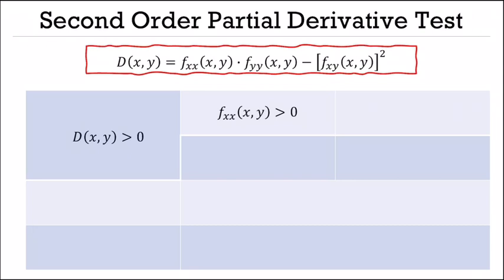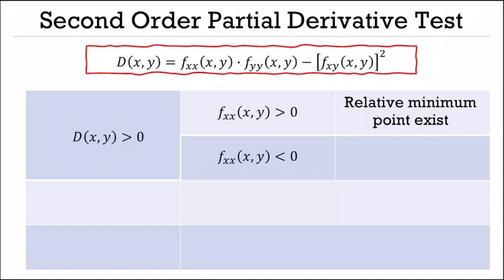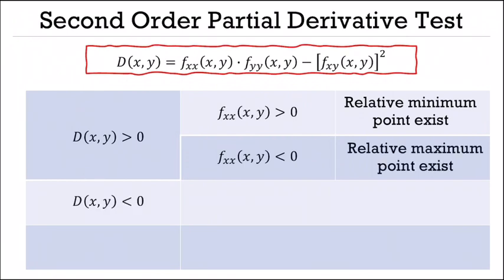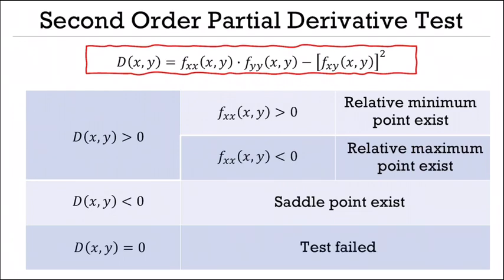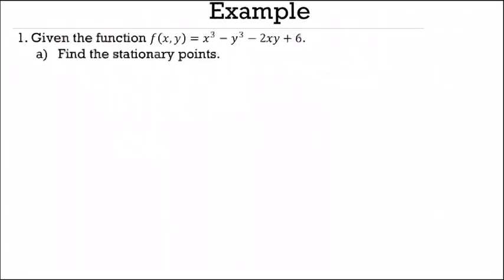If the discriminant is greater than 0 and f sub double x is greater than 0, then the stationary point is a minimum point. If the discriminant is greater than 0 and f sub double x is less than 0, then the stationary point is a maximum point. If the discriminant is less than 0, then the stationary point is a saddle point. If the discriminant is equal to 0, then the test fails.